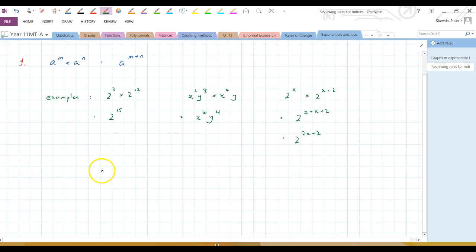In the last example here, we'll just bring in some numbers as well. So 3a squared b cubed times 4a cubed b cubed. And in this case, we take the numerical 3 by 4, 12, and then with the algebra, we add the powers of similar bases. So add the powers of a to get a to the 5, add the powers of b to get b to the 6, and it's as simple as that.